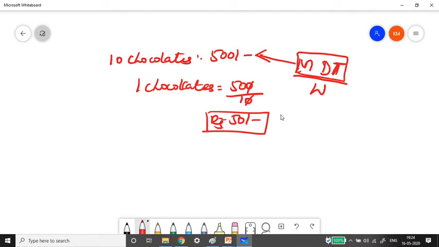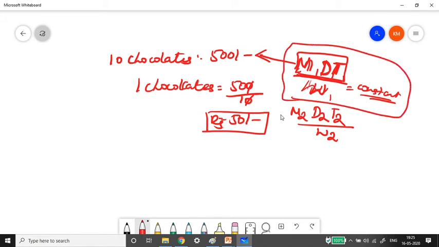See here, the number of men M, the number of days D, and how many hours in a day T, divided by W, is equal to a constant. If you have some other men, M2, D2, T2 divided by W2, and let us keep this as W1, both will be equal. That's why I have written that it is equal to a constant.